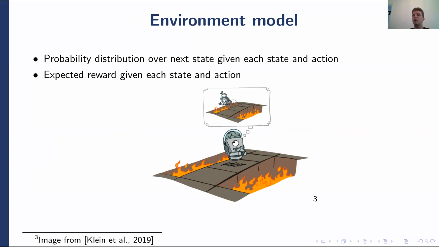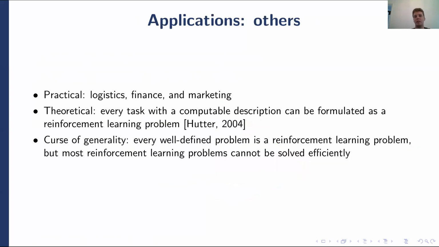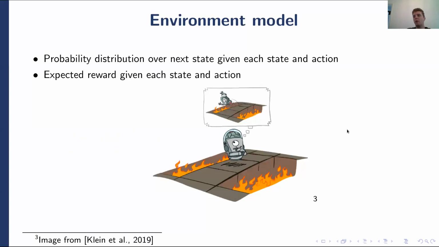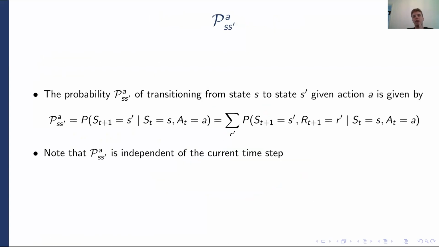The usual way in which we represent an environment model in reinforcement learning is with two different things. One of them is the probability distribution over the next state given each state and action. And the other is the expected reward given each state and action. Okay, so you can imagine, recall the robot here. So let's think about these things. I think I'll show you one more slide before I go back to the example and make this all very concrete.